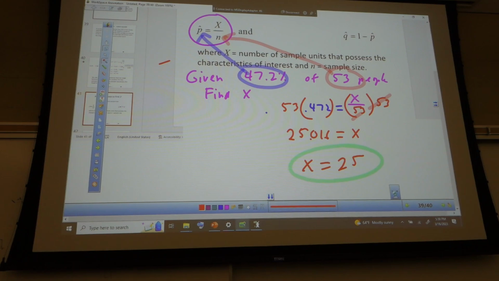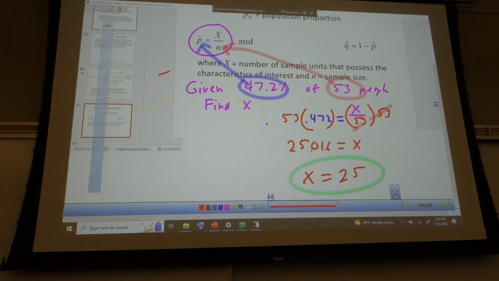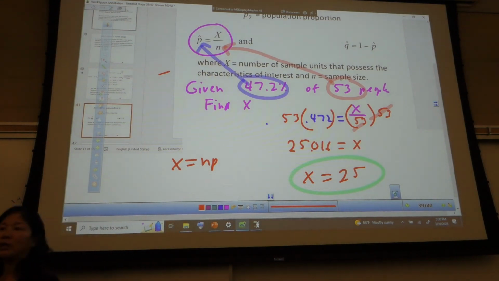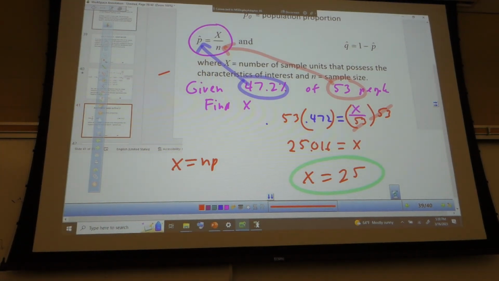If you want to rearrange this formula, you could say that x is equal to NP. That's another way of doing it. Which makes sense, right? That's your expected value. My expected value of x would be NP. What do you expect x to be? It all kind of flows together. Okay, great.